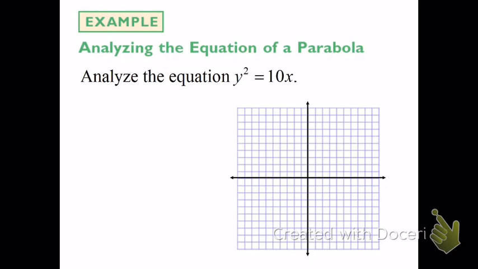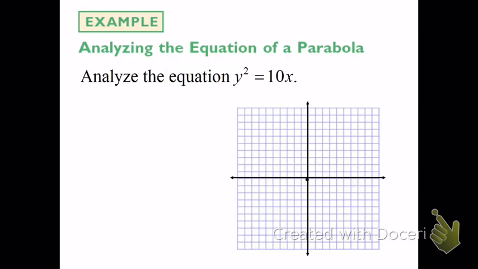And so those key features are going to be the vertex. We have y squared is equal to 10x here, so the vertex is going to be 0, 0, or the origin. So let's put that in there. And then we are going to locate the focus and the directrix.